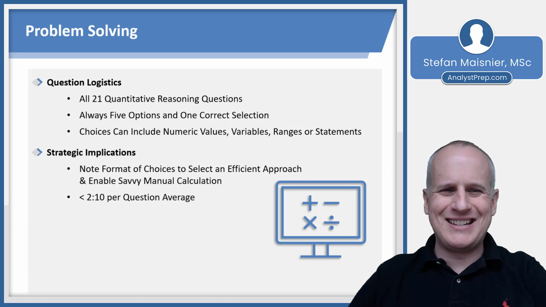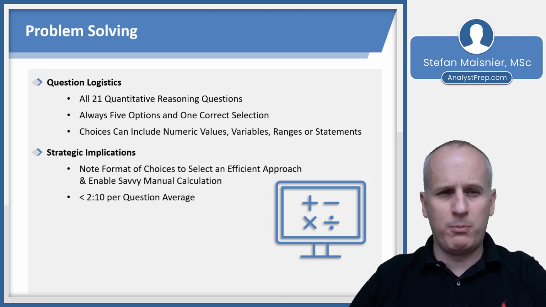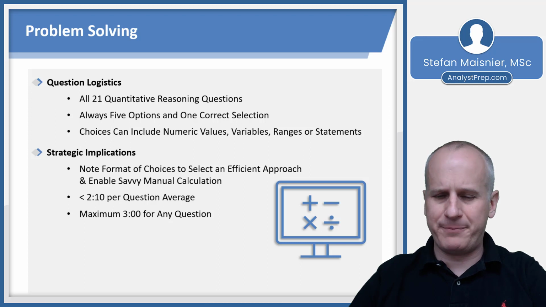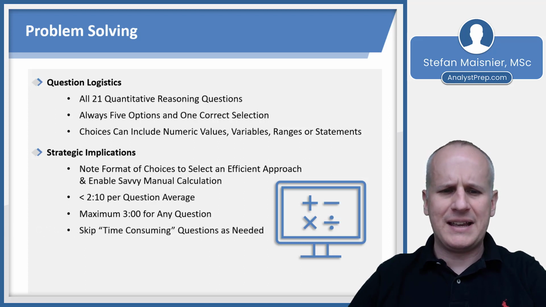There is going to be just under 210 as your average per question. It's roughly 2 minutes, to be perfectly honest, now that the GMAT Focus Edition allows for you to go back and review questions. You're probably still going to want to be about 2 minutes, but if you were just averaging out 45 divided by 21, it's kind of around that 210-ish range. You're going to have a hard maximum of 3 minutes for any question, but ultimately, the most important thing is you're going to skip time-consuming questions as needed.